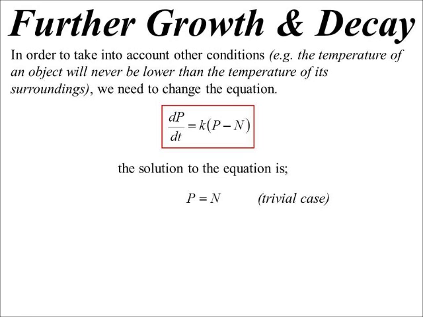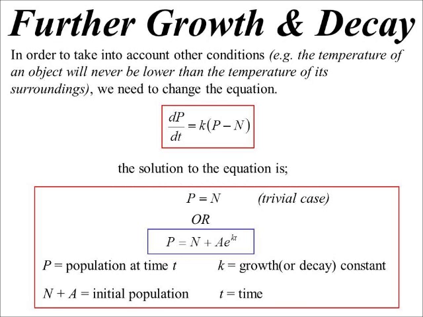So instead of P equals 0 for the first case, it would be P equals N that would be the trivial case. The situation we're more interested in is this one. P equals N plus Ae to the kt. Now if you think about that graph, we've got our exponential curve, but it's been shifted up to N. So instead of going asymptotic to the t-axis, it's now asymptotic to P equals N. So that external condition, if we were talking about temperature, it's going to go asymptotic to that temperature because it can't drop below the temperature. So we end up with a horizontal asymptote on the graph.